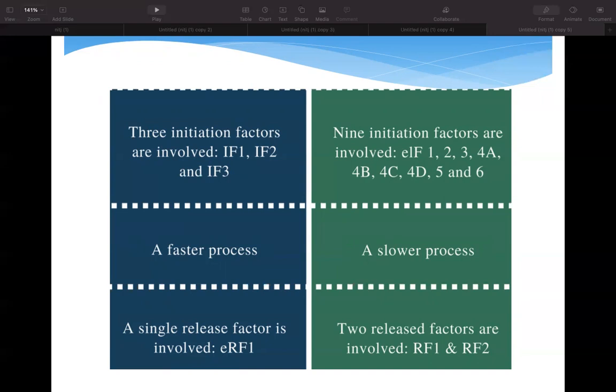A single release factor is involved in eukaryotic translation, that is eukaryotic release factor 1, and 2 release factors are involved in prokaryotic translation, that is RF1 and RF2.